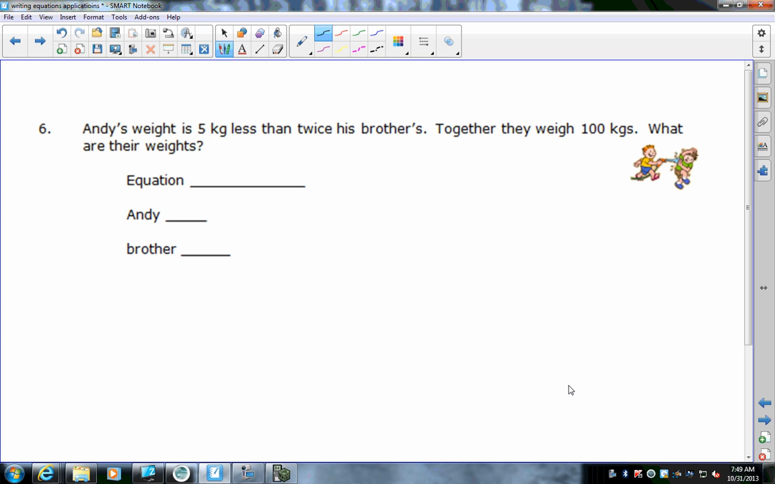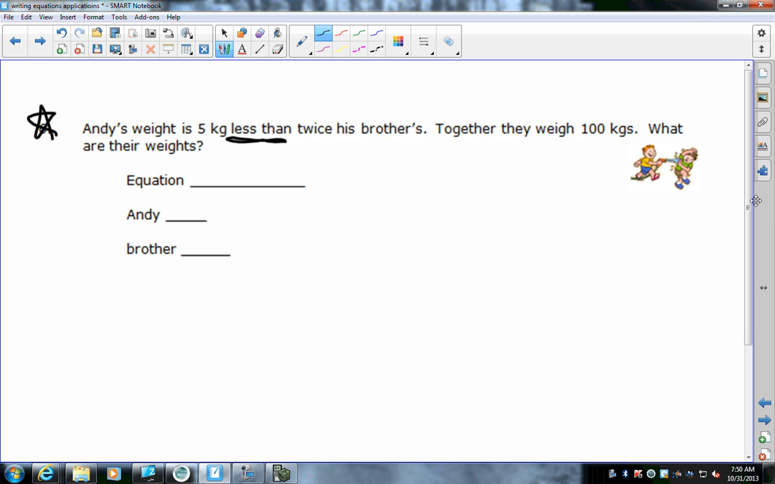Number 6 says, Andy's weight is 5 kilograms less than... less than, underline that right there. Andy's weight is 5 kilograms less than twice his brother's. Together, they weigh 100 kilograms. What is their weight?